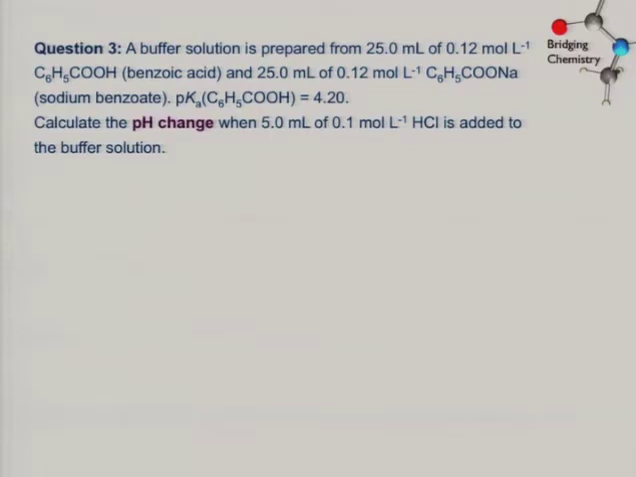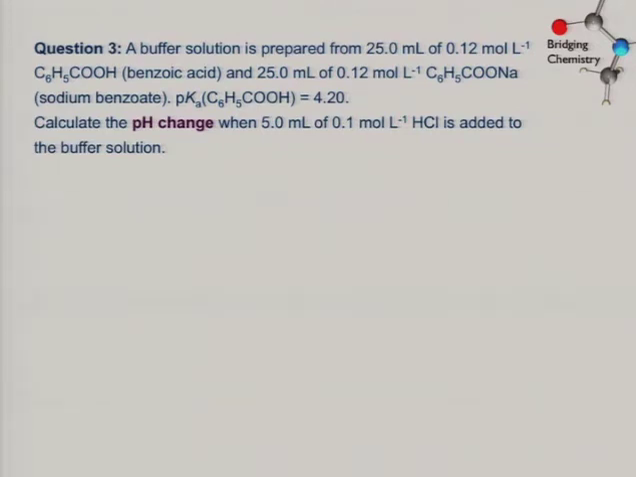So here we go. A buffer solution is prepared from 25 mils of 0.12 moles per litre benzoic acid, a new acid to be interesting, and 25 mils of 0.12 moles per litre sodium benzoate. And it tells you that the pKa for benzoic acid is 4.20. And so the question says calculate the pH change when 5 mils of 0.1 moles per litre HCl is added to this buffer solution.